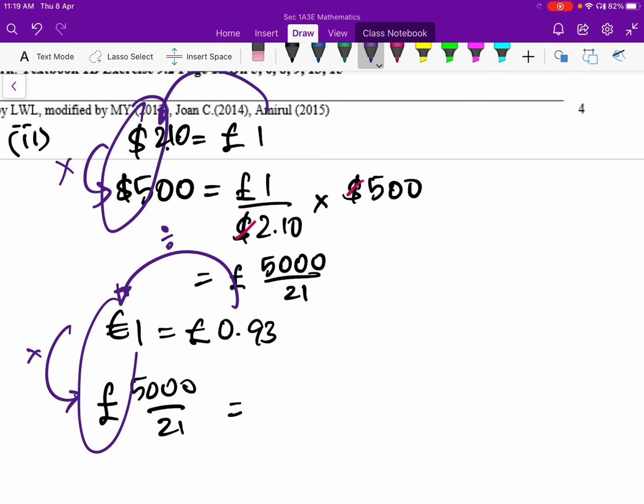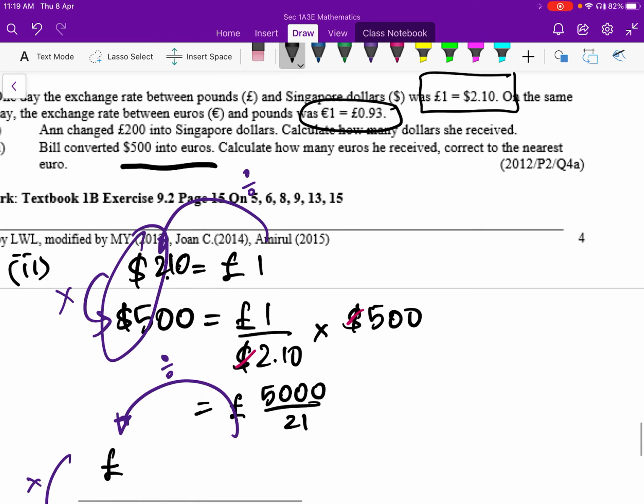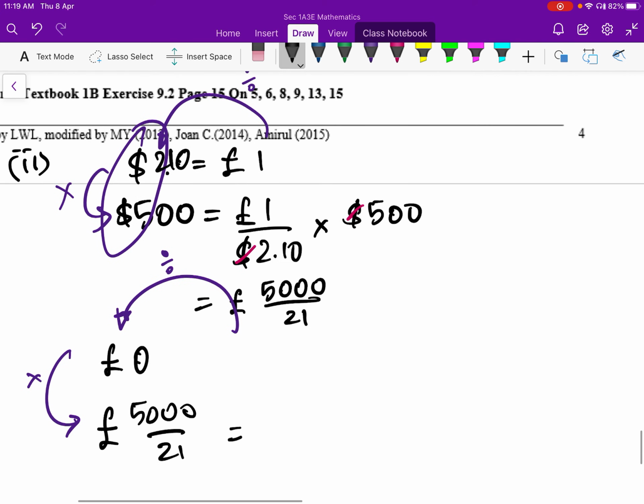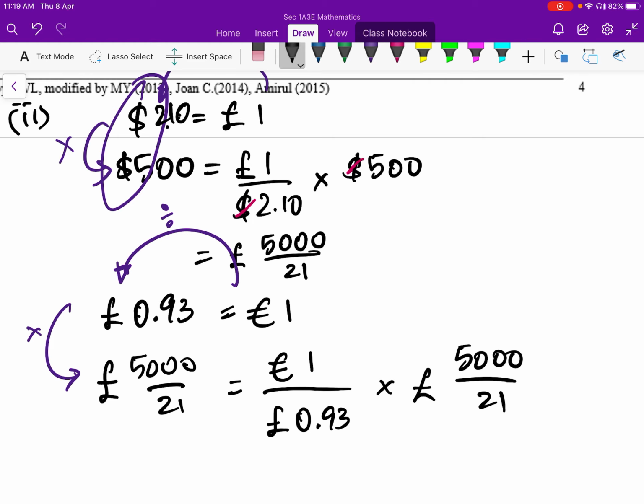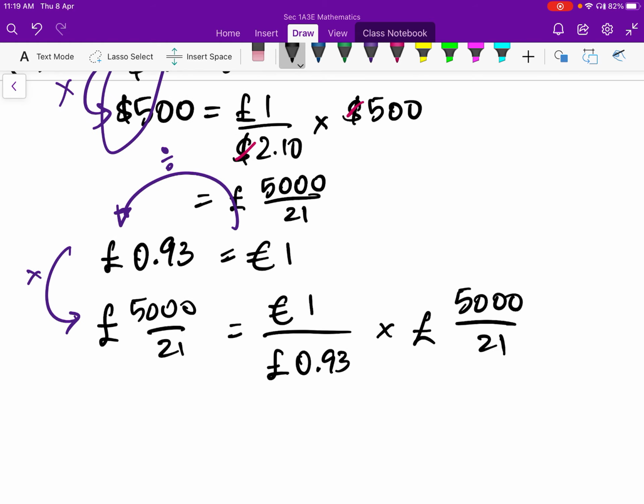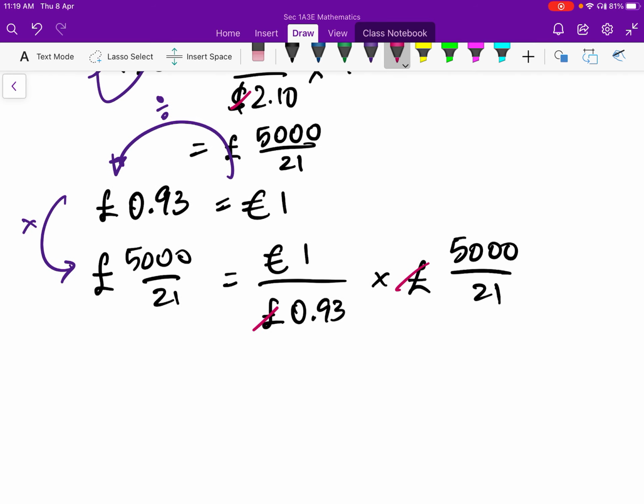I again cannot use my same structure of division and multiplication. Why? Because the units are wrong again. So just switch the top two around. Here we have the pounds. What was it? 0.93 pounds equals 1 euro. Now I can do the division and the multiplication. So 1 euro over pounds multiplied by pounds, 5,000 over 21. Cancel away your units. Punch everything into your calculator. Your final answer will be in euros already. So 5,000 divided by 21 divided by 0.93.